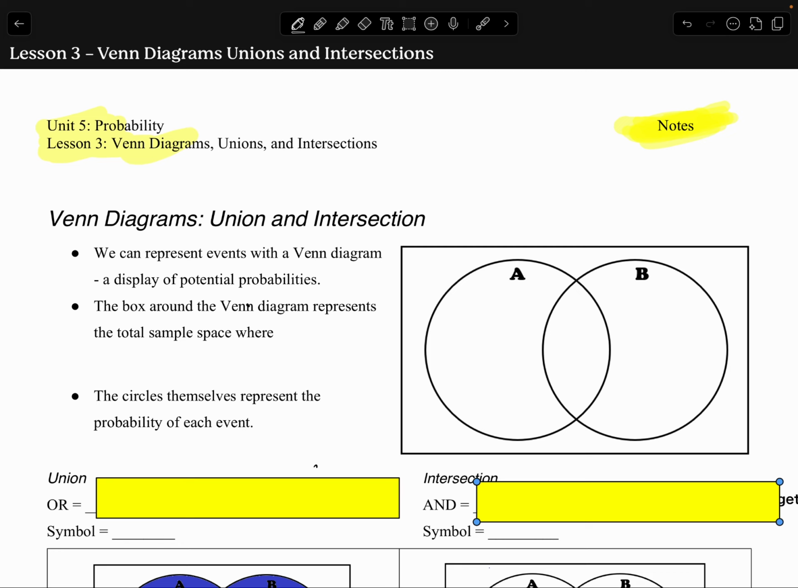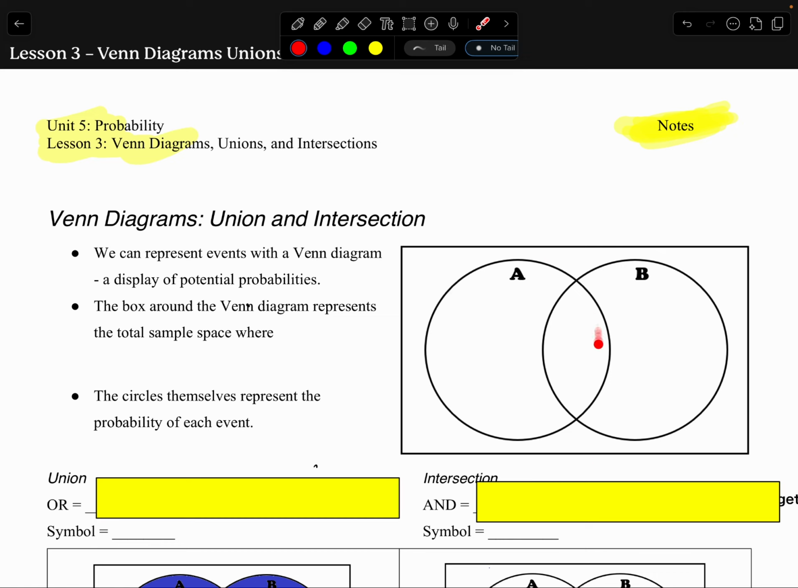This is Unit 5 probability, Lesson 3, Venn diagrams, unions, and intersections notes. So Venn diagrams, unions, and intersections. I'm showing a picture of a Venn diagram here. So very often you have this box, which is called like the universe. Nothing exists outside of this box. That's everything inside this box.